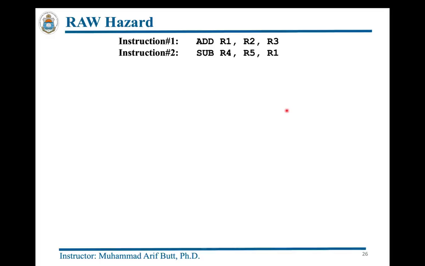Let me spend some more time on the implication of RAW hazards on an instruction pipeline. Consider these two instructions in which you can easily identify the read after write hazard. So instruction 1 is writing register R1 while instruction 2 is reading.